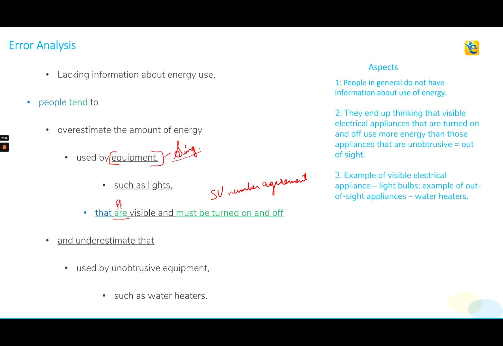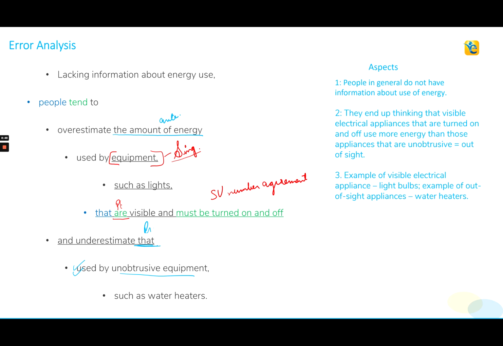Now that we are looking at the grammar of the sentence, I would like to draw your attention to the usage of this pronoun over here, that there is no issue whatsoever with the usage of this pronoun. Why? Because this pronoun that is actually referring to this noun phrase in the sentence, the amount of energy. So this is the antecedent for the pronoun that. So if we read it in its entirety, the sentence says that people tend to underestimate that. That means the amount of energy used by unobtrusive equipment. So we are talking about that kind of energy, that specific energy that is used by unobtrusive equipment. So there is no error with regards to the pronoun reference in this sentence.